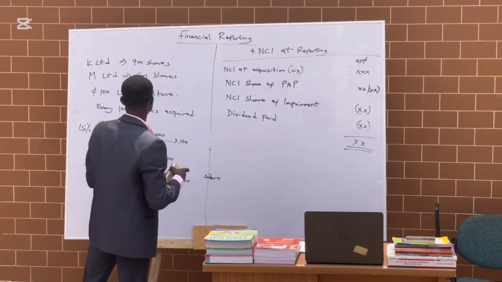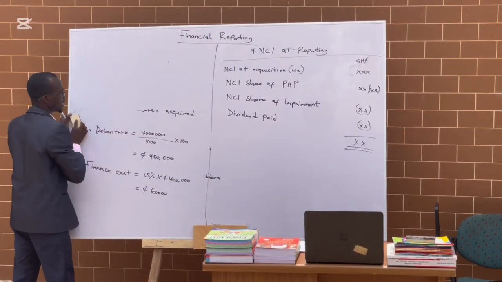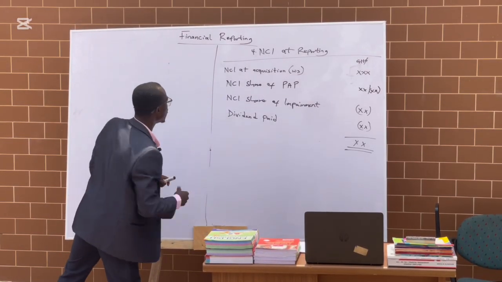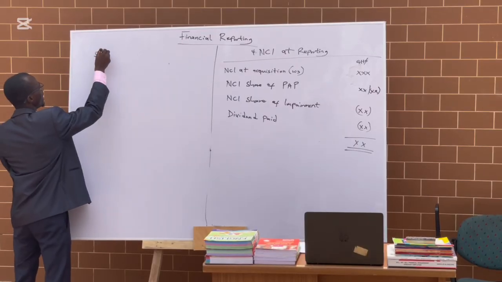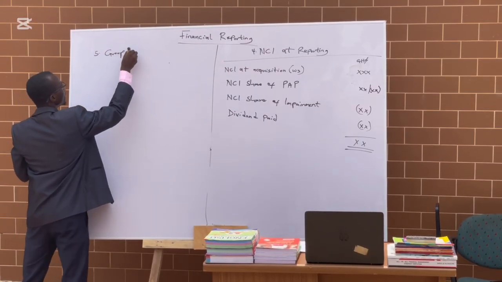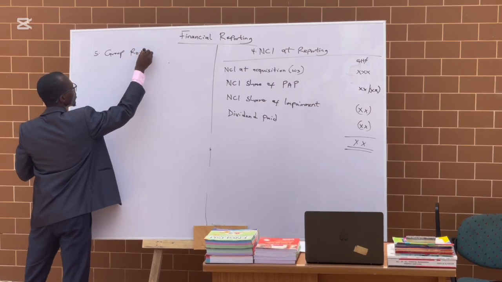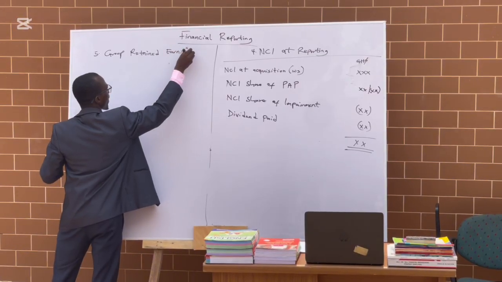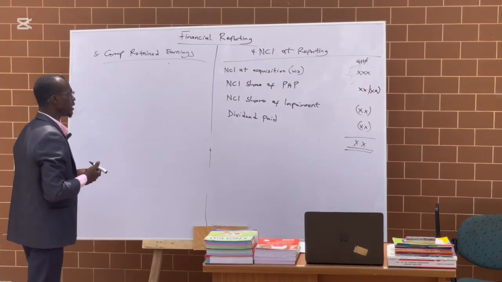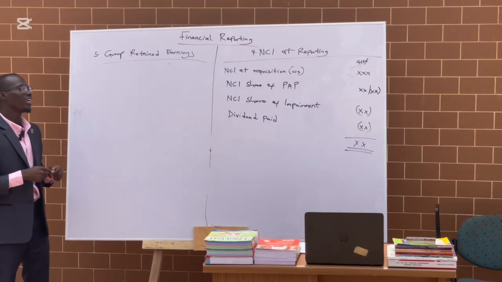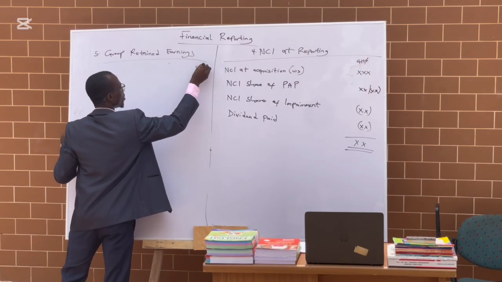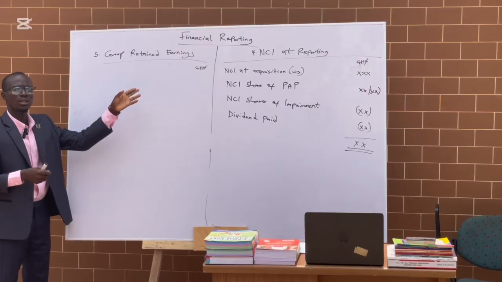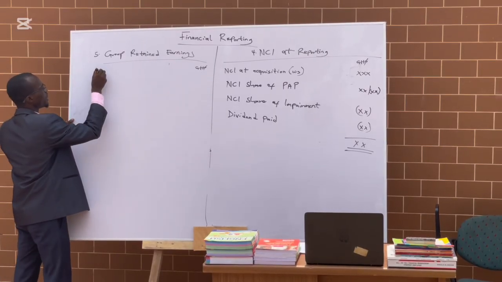So let's move quickly to the workings 5, the last workings. And the workings 5 is group retained earnings. So for the group retained earnings, what I do is that you first have to bring the retained earnings brought forward.